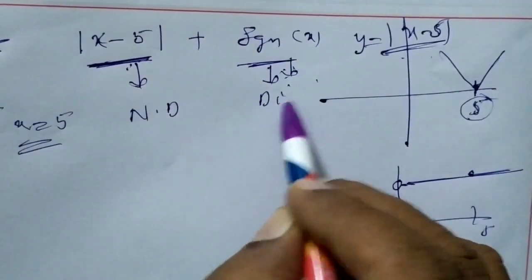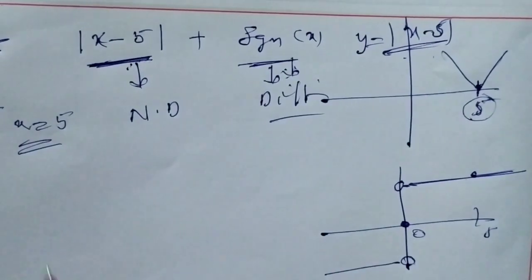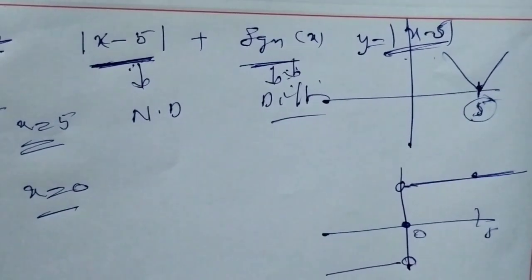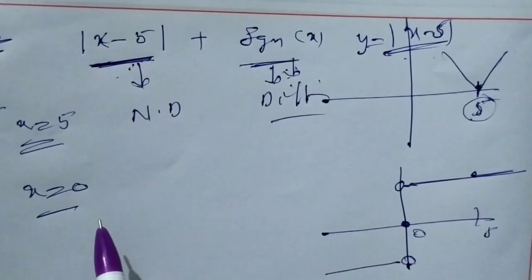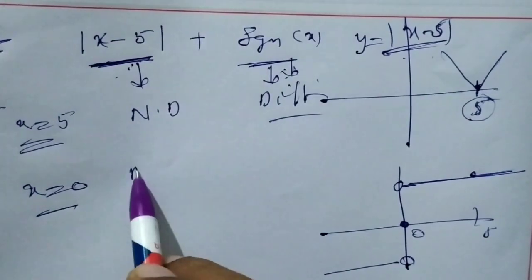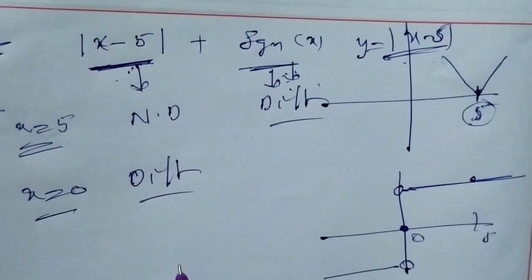Therefore, it is a differentiable function at x is equal to 5. And what can you say about x is equal to 0? At x is equal to 0, this function, modulus of x minus 5, is a differentiable function.